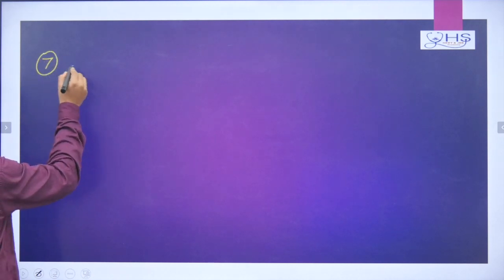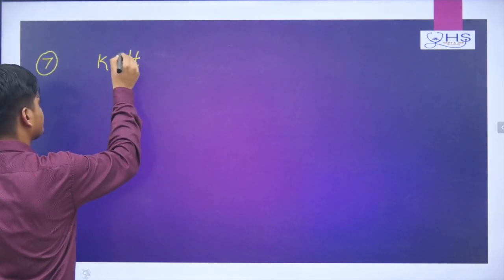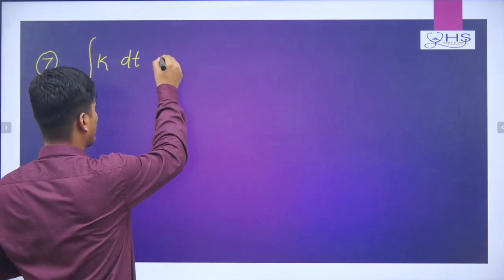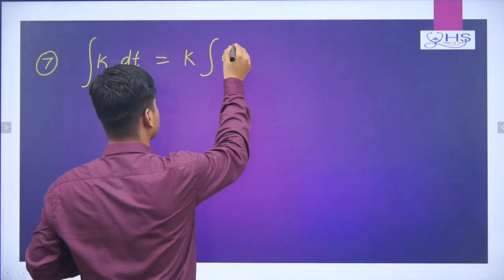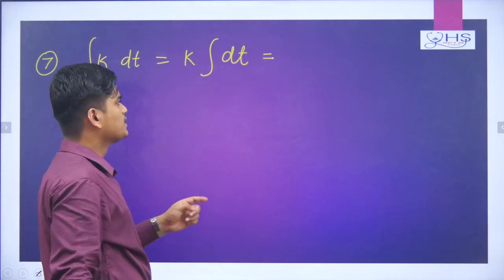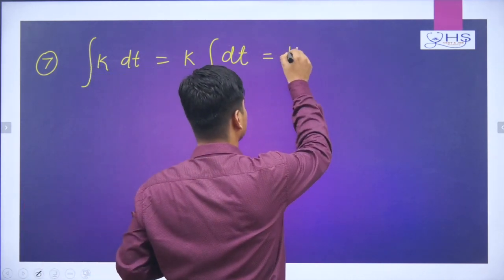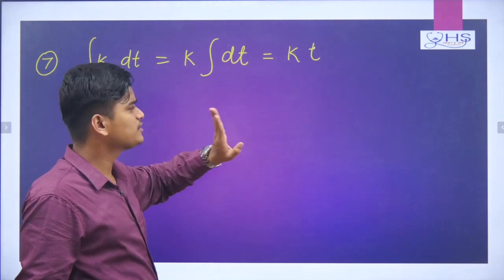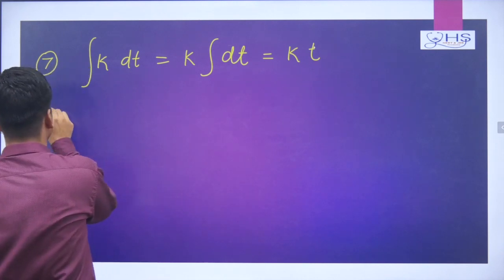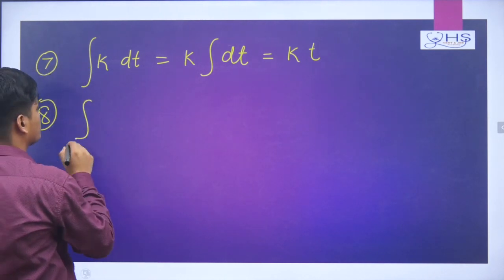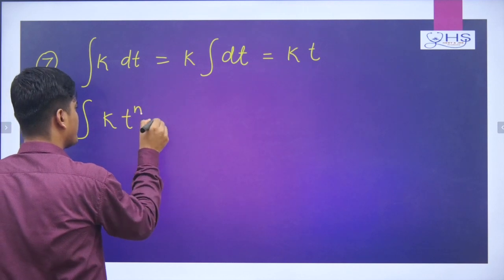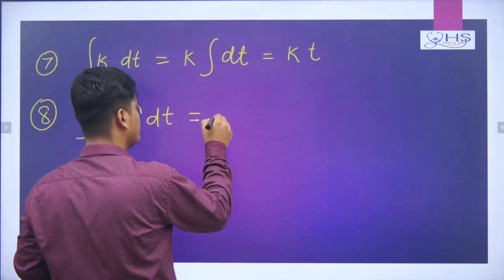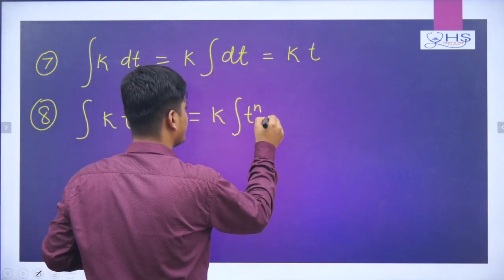The 7th formula: suppose you have k dt. What do you want to find? Since a constant is there in the integration, we take this constant out of the integration, and then write dt. Then the integration of dt, as I just told, is nothing but t, so it is k times t. And if you want, you can put the integration constant, otherwise you need not. Now number 8, the integration of k t to the power n dt. For this type of formula, we take k out, then do the integration of t to the power n dt.